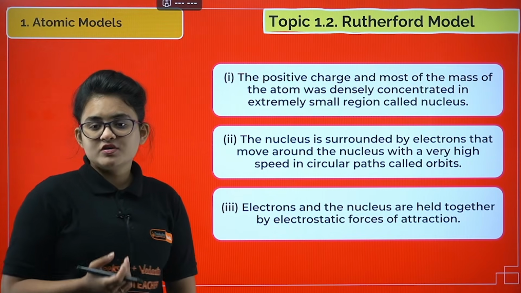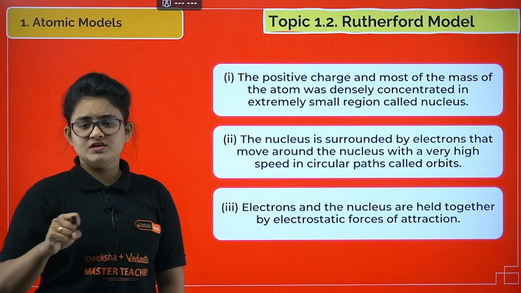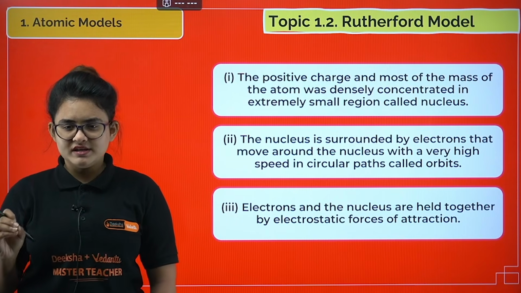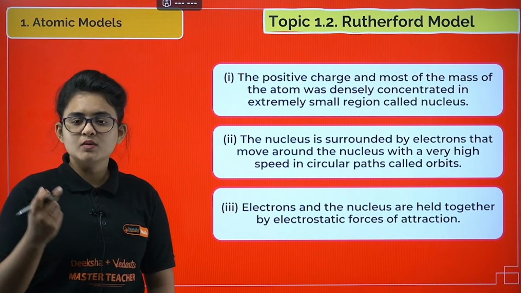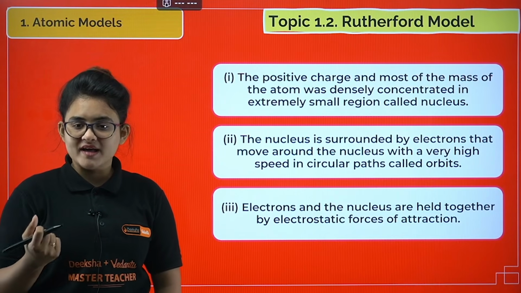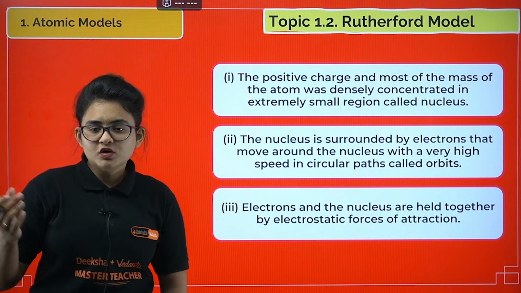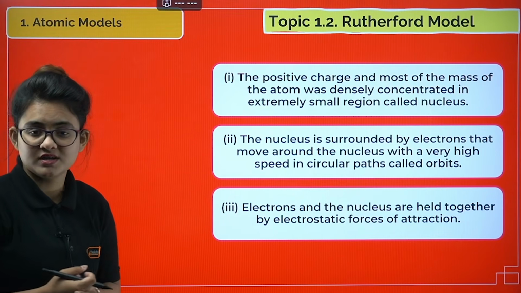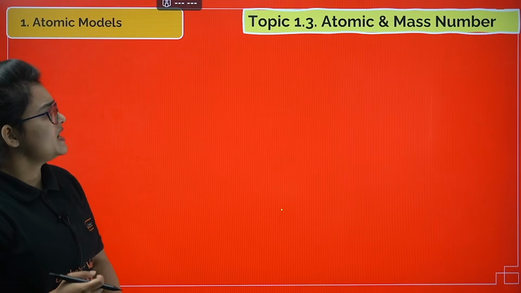The positive charge and most of the mass of an atom are densely concentrated in a very small region, and he named it the nucleus. The nucleus is surrounded by electrons that move around in circular paths called orbits. The electrons and the nucleus are held together by a strong electrostatic interaction. Let's go ahead: atomic and mass number.